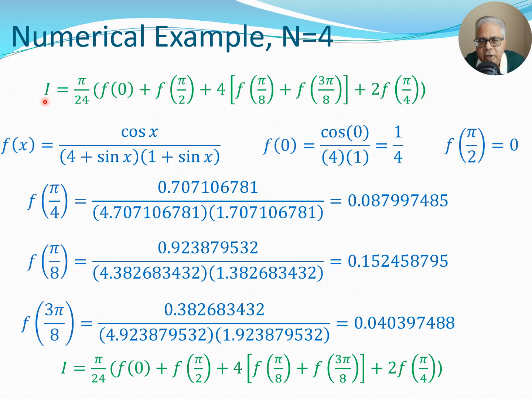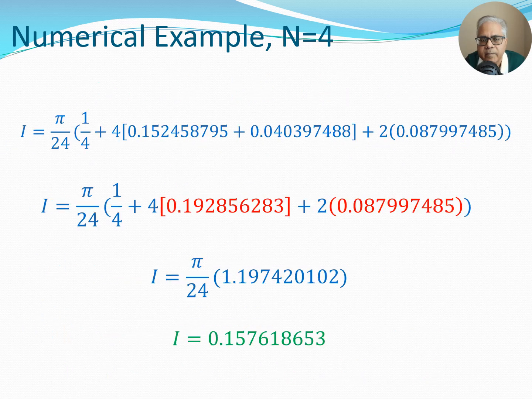Let us now take this value of I and calculate all the function values. So I calculated all the function values. Again, f0 will be 1 by 4, f pi by 2 is 0, and f pi by 4, f pi by 8, f 3 pi by 8 can be calculated. These calculations can then be all put together in this particular formulation, and let us see what we get. I have done that in this slide, and you can see these numbers here.